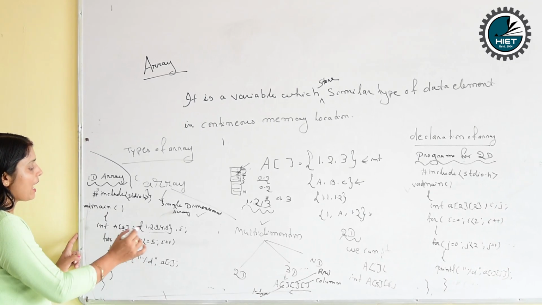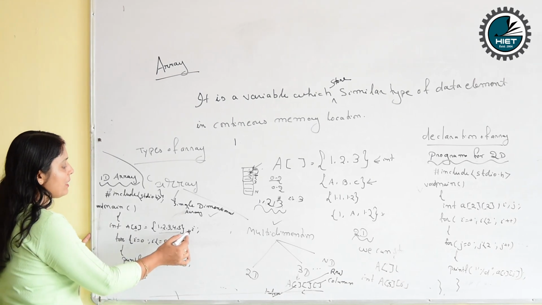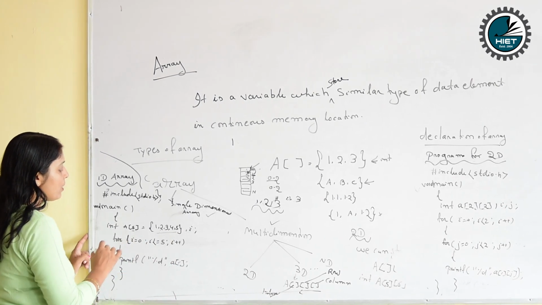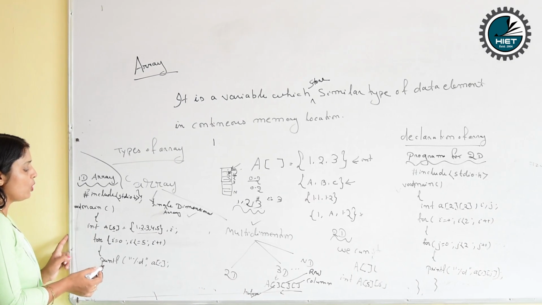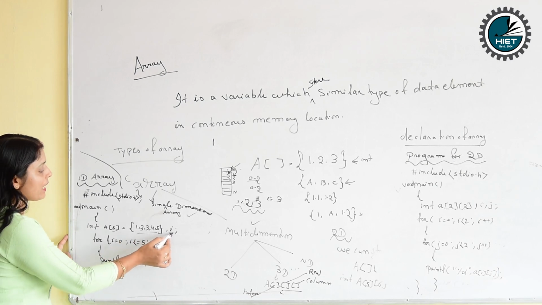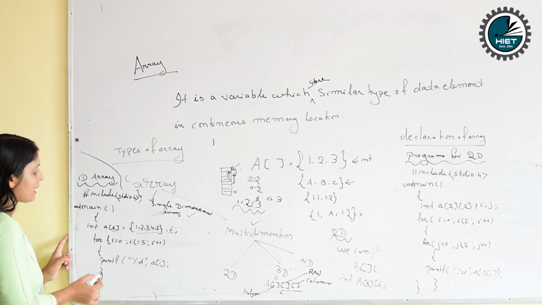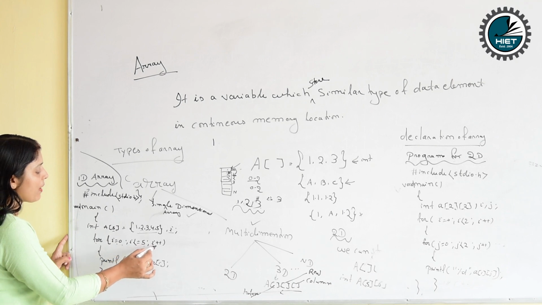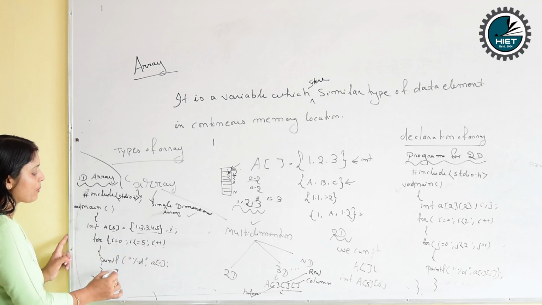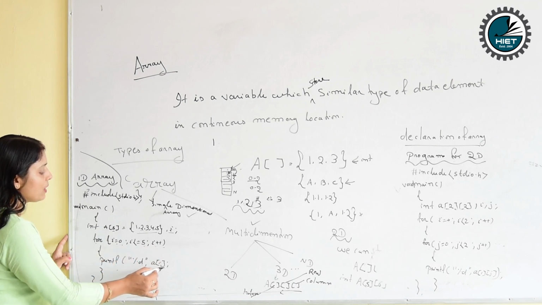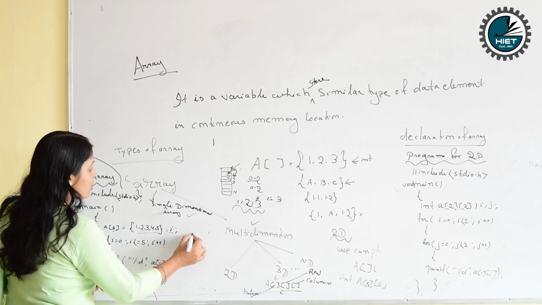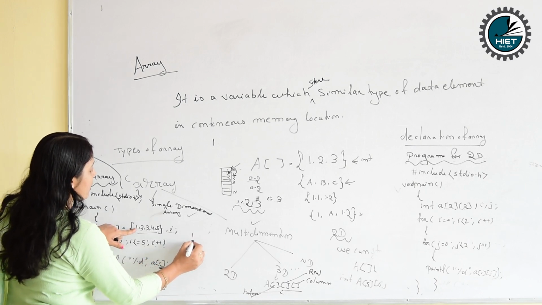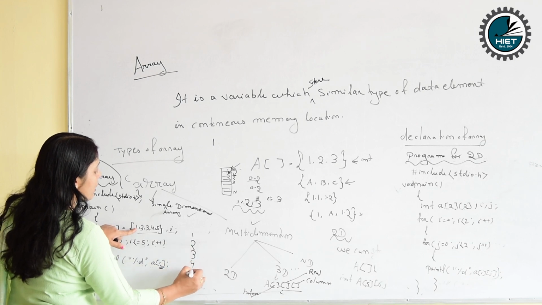5 elements I will declare inside it, and I will need an i variable for running the for loop. That's why I will declare the i variable. Then for i equals to 0, i less than 5, i plus plus, and then I will print the a of array of i. Then when I execute, the output will be 1, 2, 3, 4, 5.